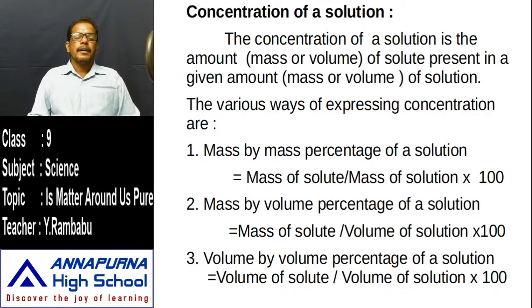Next, the third way which is used to express the concentration is volume by volume percentage. Volume by volume percentage means that solute is expressed in milliliters and solution is also expressed in milliliters. Then its concentration is volume by volume percentage of a solution. The expression used for it is volume of solute by volume of solution into 100.